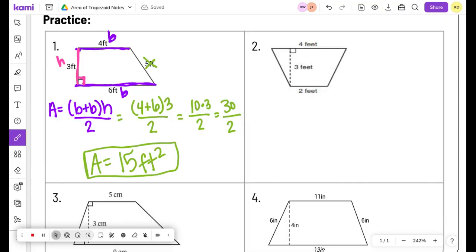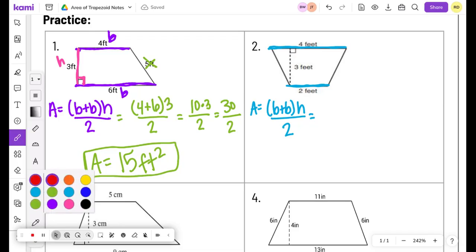Okay, number 2, same thing. We have a trapezoid. So we're going to start by writing our formula. Base plus base times height divided by 2. Again, our bases are the straight parallel lines. So in this example, it's going to be the 4 on top and the 2 on bottom because those are straight lines that will never intersect. The height is the straight line that separates them. So that's going to be this 3 because there's your perfect right angle. So there's our height, base, and base.